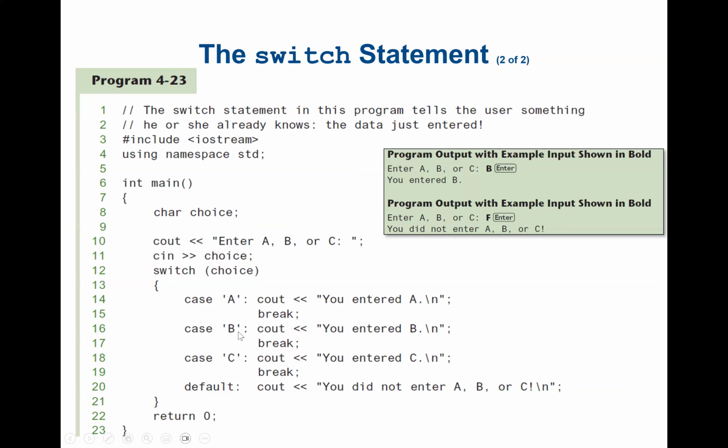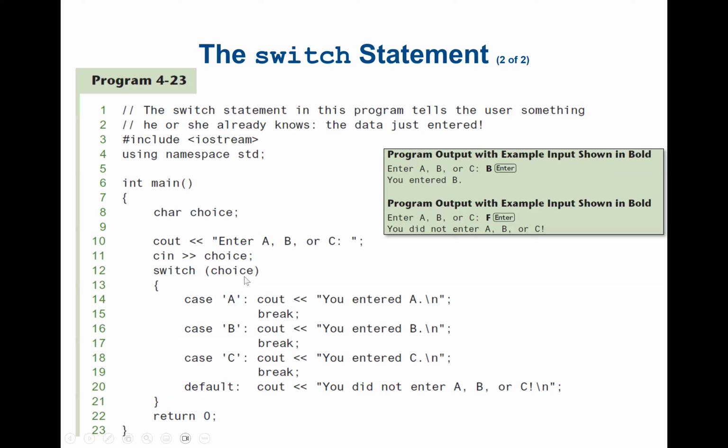Next, if B is what is entered, then we are going to get an output, you entered B. If C is entered, then we have an output, you entered C. Now, if the user enters any character, not A, not B, not C, then we have the default section. So here we print out you did not enter A, B, or C. That's, again, the syntax for writing the switch statement, which is almost the same as multiple if-else.